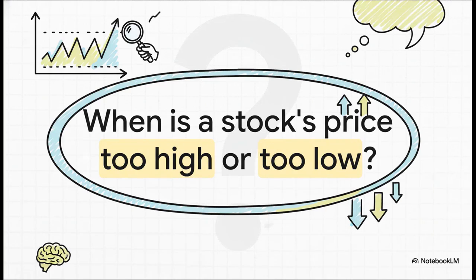So it all boils down to this one question, right? When is a stock's price actually too high or too low? This is the fundamental question every single trader faces. And getting this right, that's the whole game. It's the key to buying low and selling high. But when you're just staring at a chart, how can you really know for sure? How do you separate that gut feeling from what the market is actually trying to tell you?